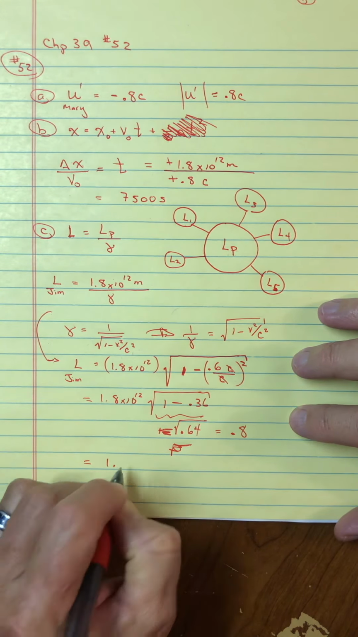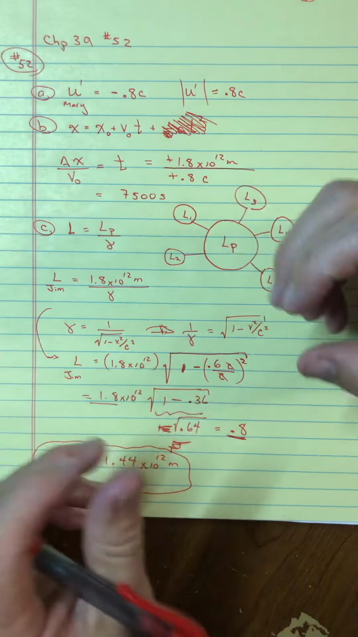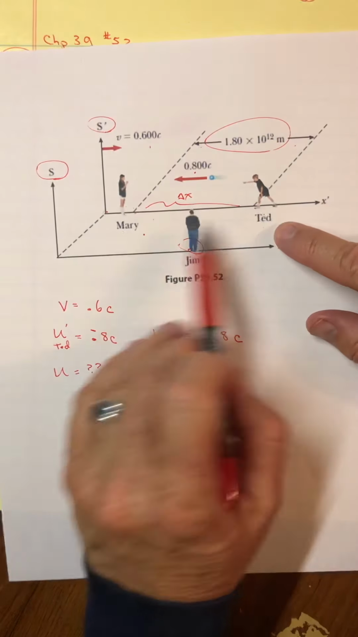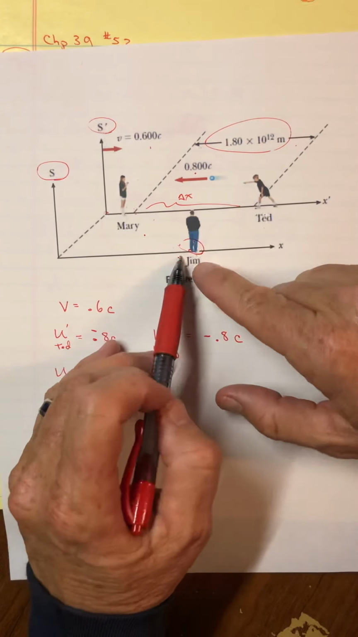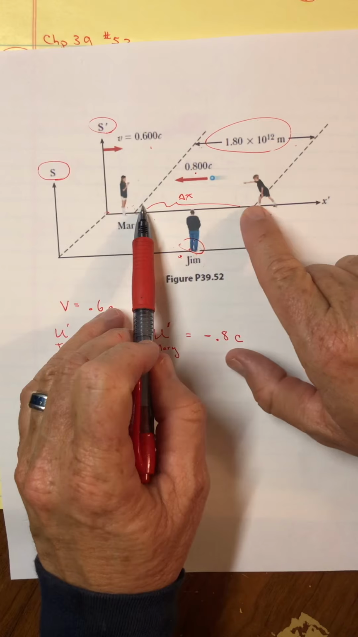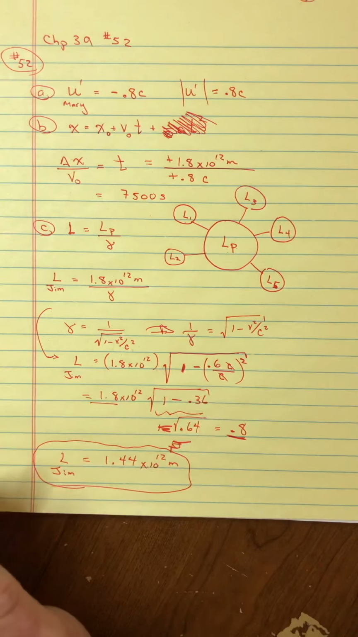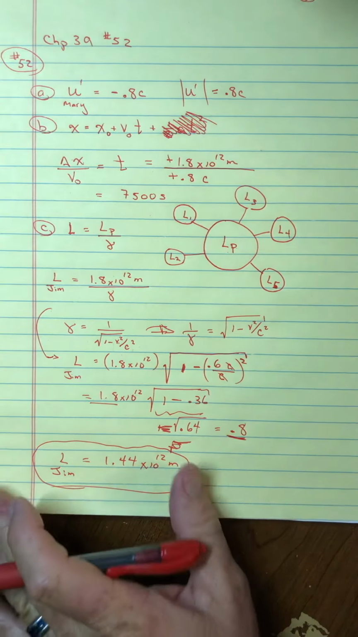And so remember that, the phrase I like to use is moving objects shrink. And so sure enough, this length between Ted and Mary is moving relative to Jim, so Jim sees it shrink. This factor here is always less than 1. And so that's the interesting part of all this, and that's part of C, because C had 2 parts.